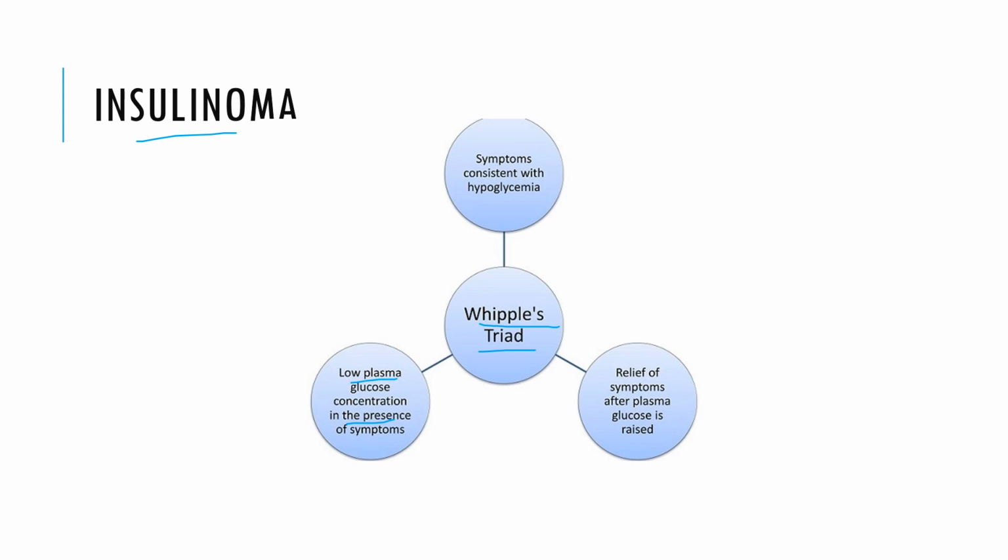When the patient is having hypoglycemic symptoms like sweating, tiredness and all, you do the blood glucose, and there is a low concentration. So that means you can associate the symptoms with hypoglycemia. And there is relief of symptoms after plasma glucose is raised, or you administer dextrose and the patient suddenly gets relieved. So you can be reassured that it is due to hypoglycemia. Symptoms are consistent with hypoglycemia, so it is Whipple's triad associated with insulinoma.